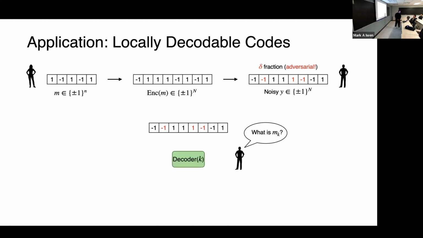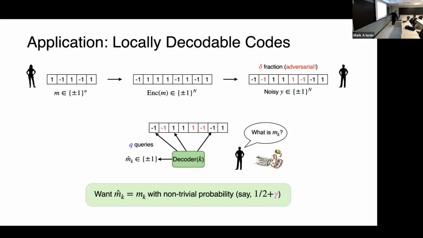He'll agree with Alice on the decoder and the encoding scheme, and he'll apply the decoder, flip some coins and pick Q queries from the large message. Using those Q randomly determined coordinates, he'll output a guess m hat of the kth bit. What he wants is for this guess to equal the actual kth bit of the original message with some non-trivial probability. If I flip a coin arbitrarily, then with half probability I get the right guess, so I want some non-trivial gamma advantage of decoding the bit.